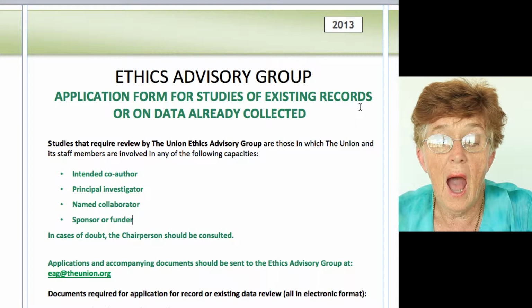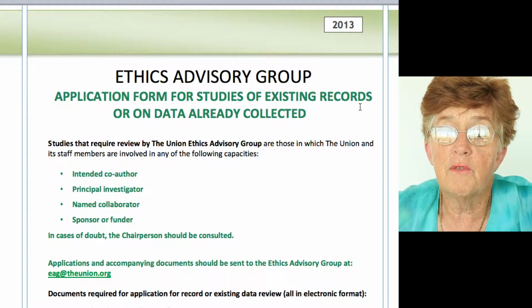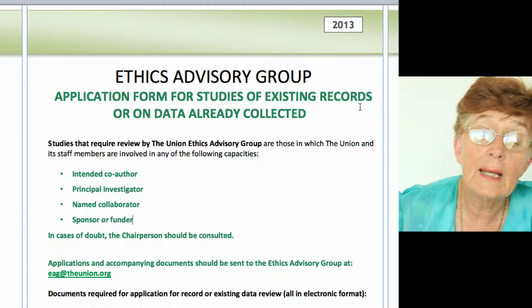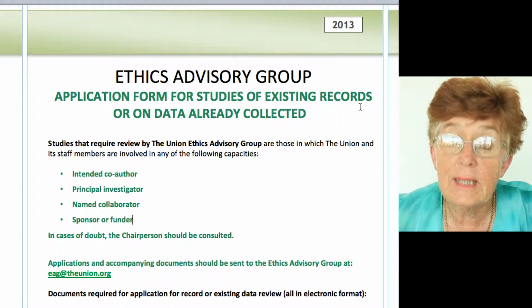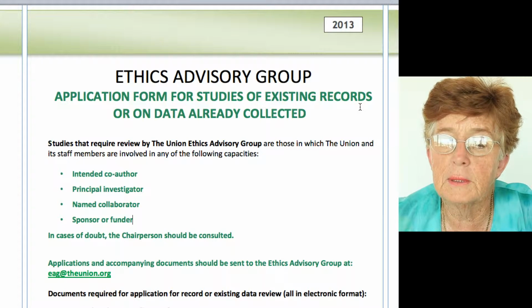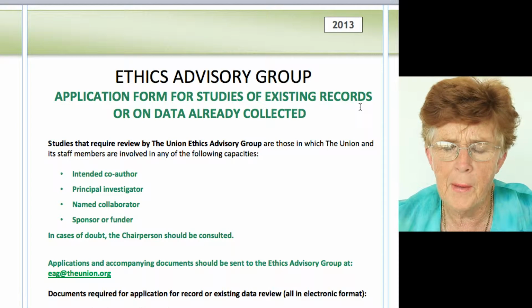Hello again. In this short session I'm just going to outline for you the Ethics Advisory Group application form. There is a specific form for studies of existing records or already collected data, and a second one for studies on human participants directly. I'm only going to discuss the existing record form. The other can be found on the web.